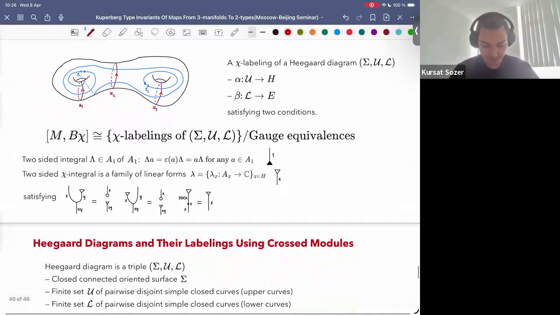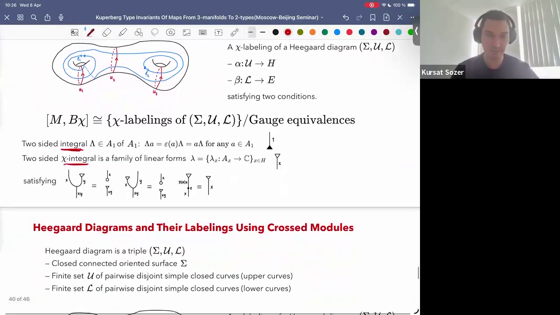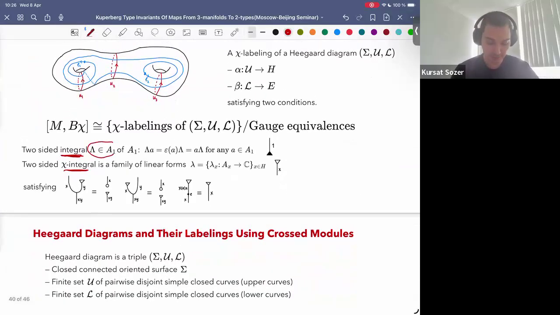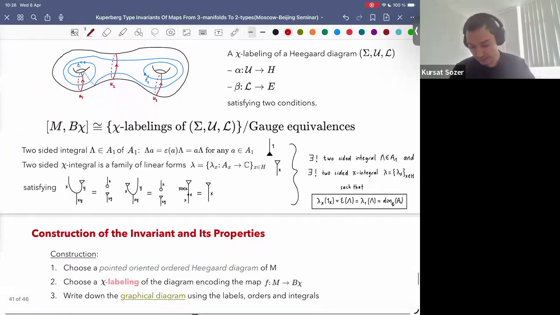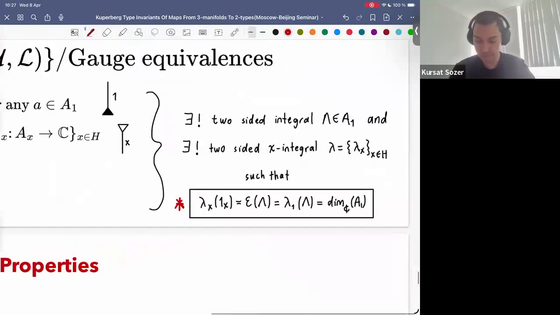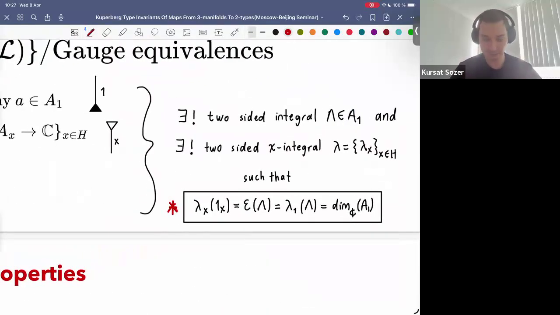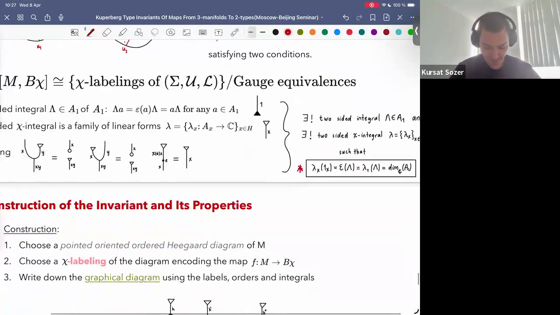And to define invariants, we need to have integrals and chi-integrals. I will not go over this. They're a little bit technical, but an integral is an element of the identity component of this Hopf chi-coalgebra. And a chi-integral is a collection of linear forms on other components that satisfy certain conditions. But the point is, under some normalization condition, there is a unique chi-integral and then a two-sided integral satisfying this normalization condition. These integrals are a little bit technical, but we use them.